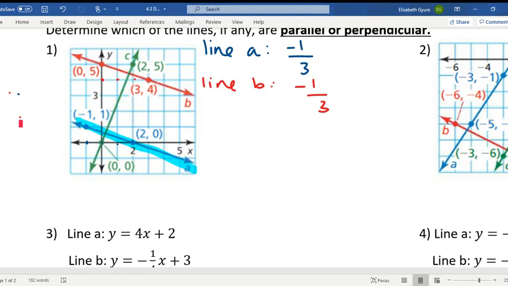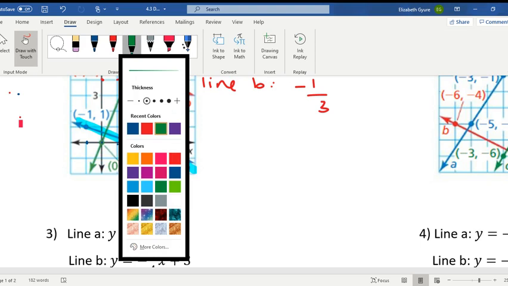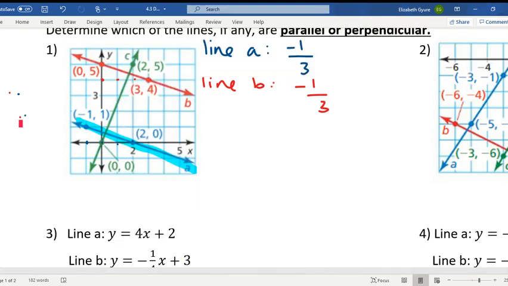Good. And then let's look at the green line. That's line C. From this one, from 0, 0, should I count up or down? Up. Up 1, 2, 3, 4, 5. So that's a +5 on top over 1, 2. So we have 5 over 2.